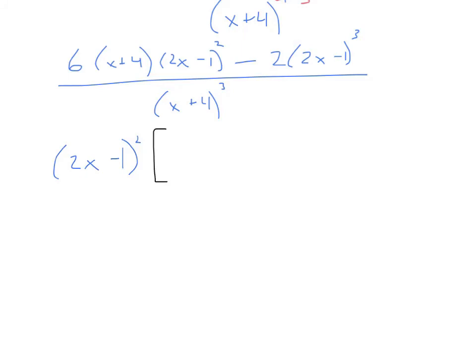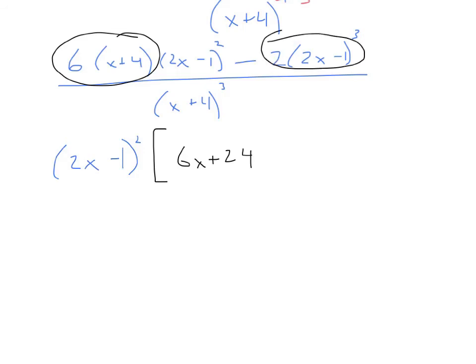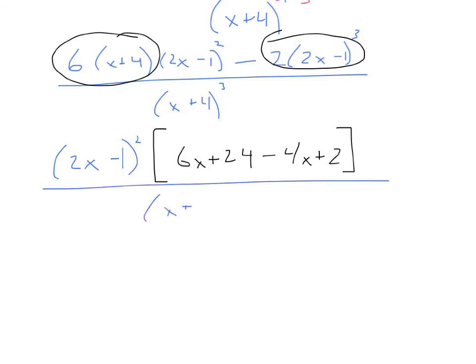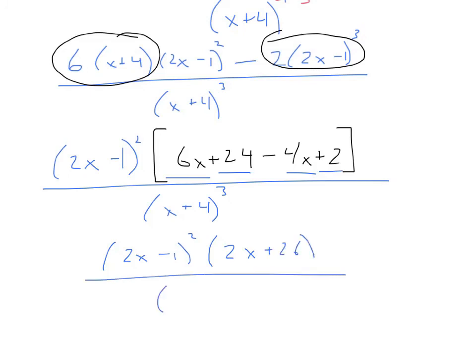The first term just has 6 times (x plus 4). In other words, 6x plus 24. The other one has the 2 and one of these (2x minus 1)s. So if I distribute that in, I'll end up with negative 4x plus 2. And this is all over (x plus 4) cubed. Okay. I'm one step away from being done. I get (2x minus 1) squared times, that's your 6x minus 4x gives me 2x. 24 plus 2 gives me plus 26. And this is all over (x plus 4) cubed.